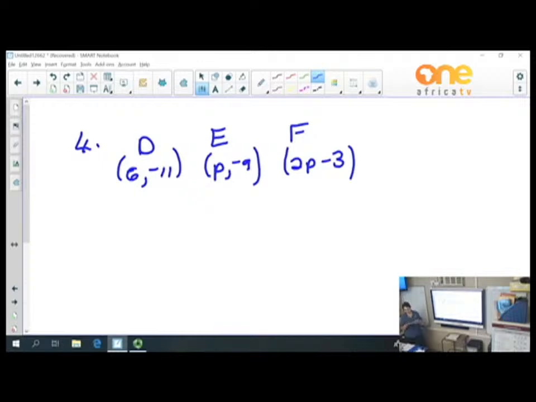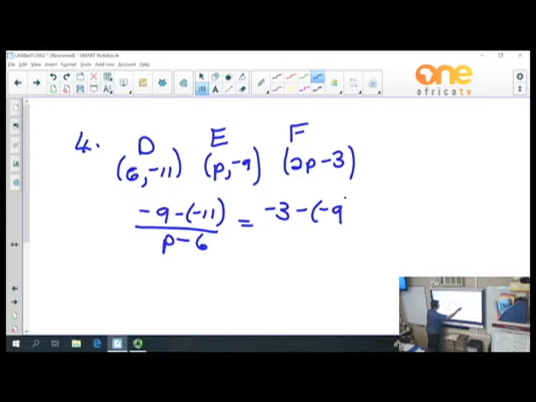And now they say the gradient of DE is equal to the gradient of EF, so it's exactly like the previous one. We're going to prove that the gradients are equal. So negative 9 minus negative 11 over P minus 6 is equal to negative 3 minus negative 9 over 2P minus P. The gradients are equal. So I work with the gradient formula.